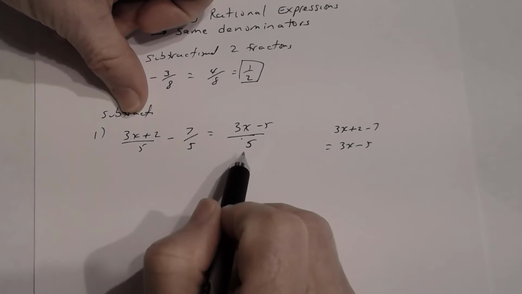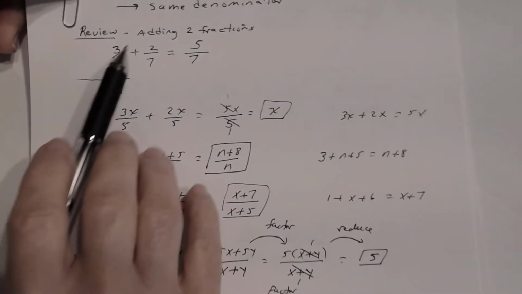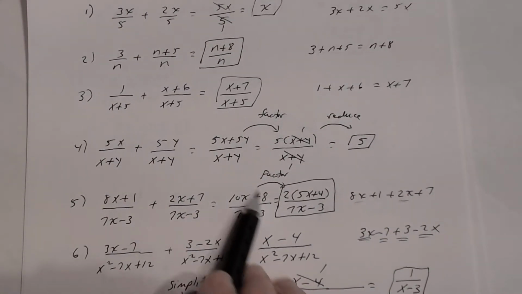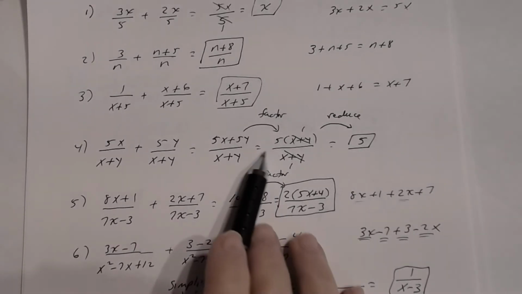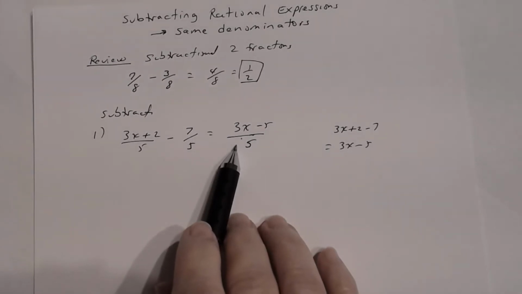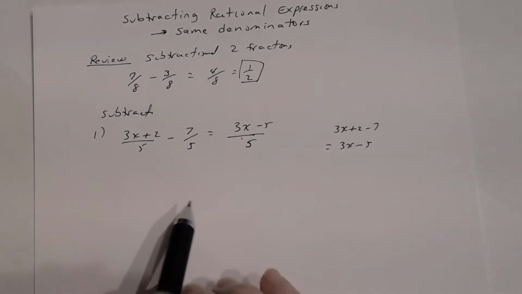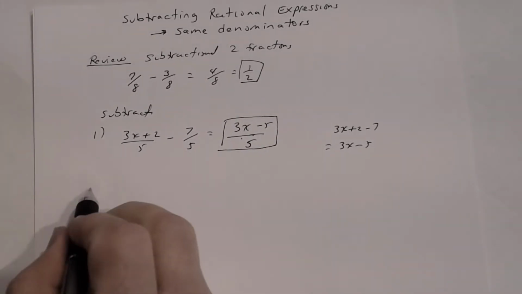Now remember, the next thing you want to do, just like we did when we added rational expressions, once we write this as one rational expression, is factor and then reduce if possible. If I look at what I have, I can't factor the numerator any further, and there are no common factors, so this is the answer. Okay? All right, number 2.